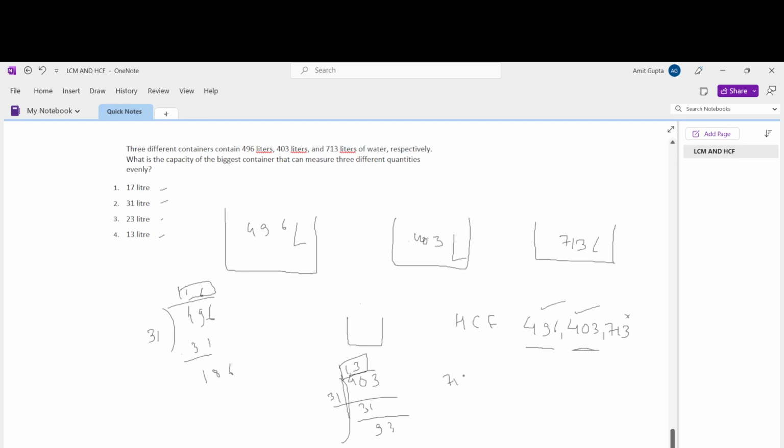Let's try 713 with 31. 62, 93. So we can see 31 is the biggest number among the options, and 31 is also completely dividing all the given numbers. So the answer will be 31 liters. The capacity of the biggest container that can measure three different quantities evenly will be 31 liters.